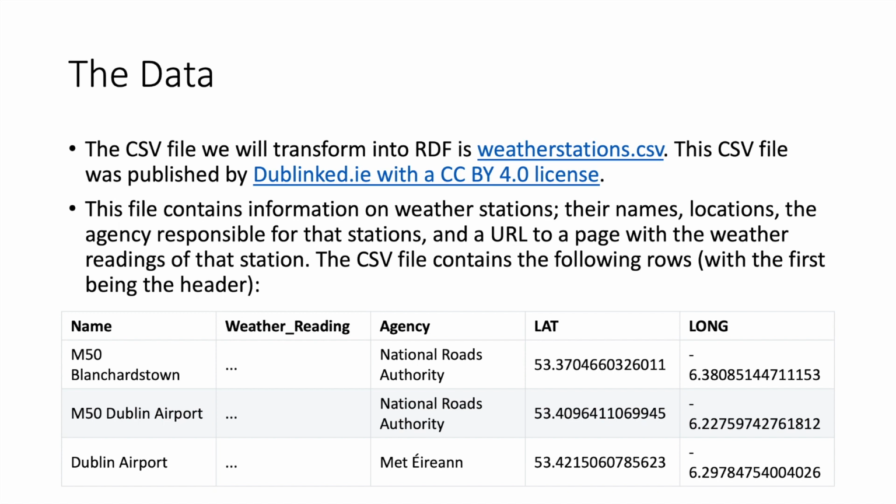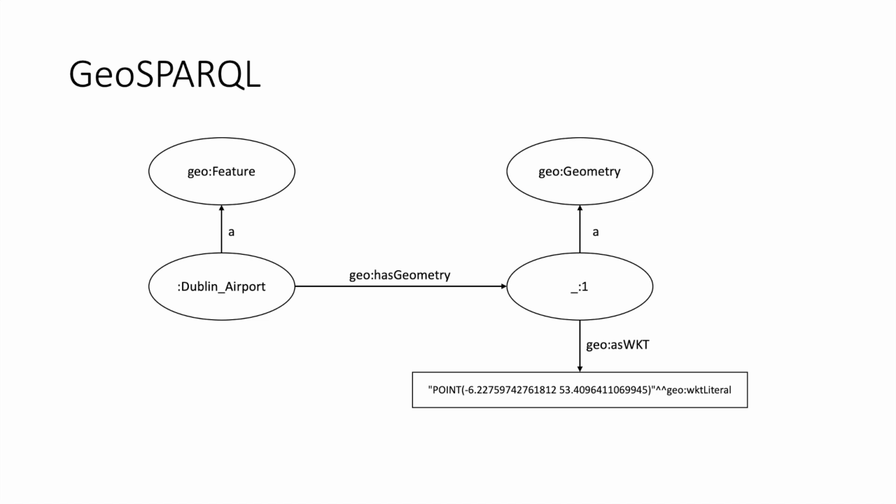But what I wanted to demonstrate and emphasize is the use of GeoSparkle. Why? Well, in GeoSparkle, there's this explicit distinction between a feature and a geometry. A feature would be something that has a place in space, such as a weather station or an airport or a country and whatnot. And those things in space have a representation that is called the geometry, and that can be a point, a polygon, a line, etc.